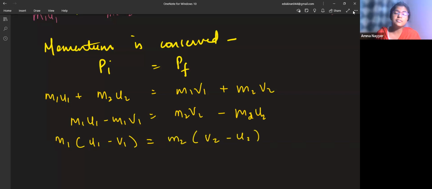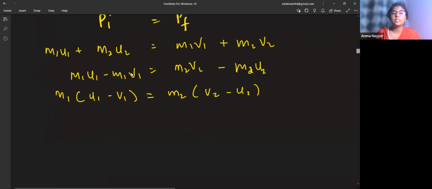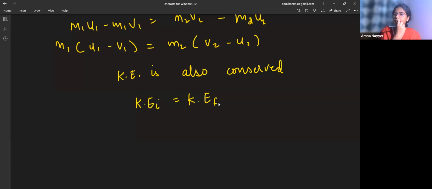Now, one more thing we have studied in elastic collision, that is kinetic energy is also conserved. So here, kinetic energy is also conserved. So initial kinetic energy is equal to final kinetic energy. Fine. Initial kinetic energy is equal to final kinetic energy.